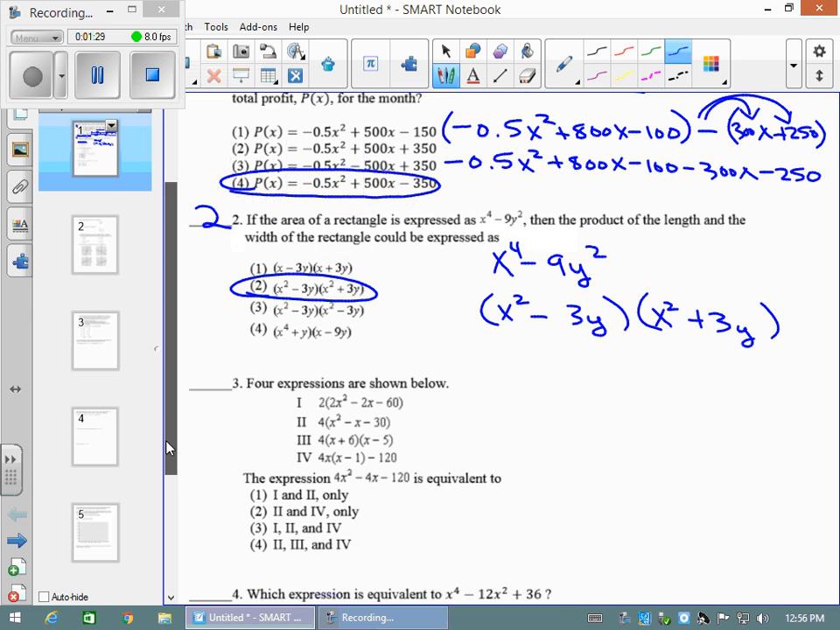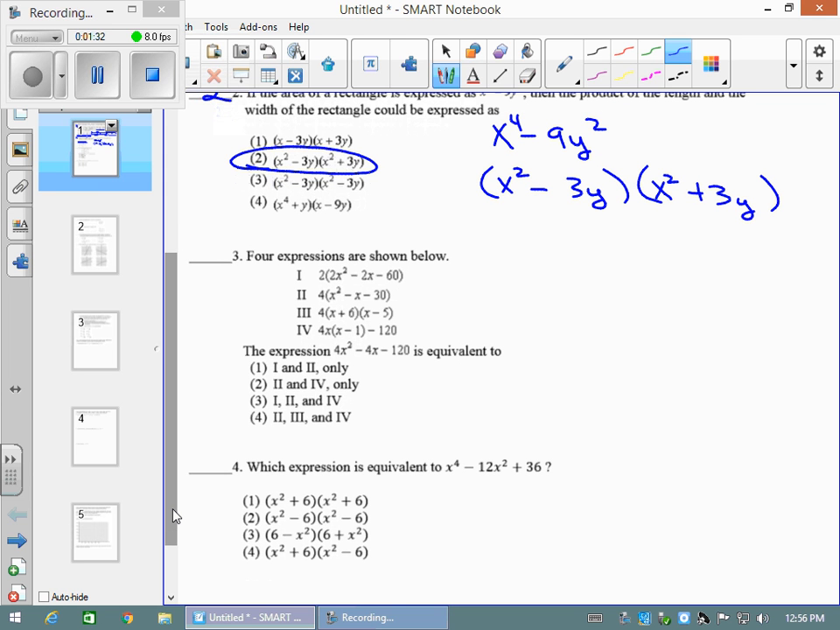Looking at question 3, what you would want to do is look at each choice and multiply it out, see if it gives you the original, 4x squared minus 4x minus 120. So if you distribute the 2 here, for choice 1, you would get 4x squared minus 4x minus 120. So this one is good. If you distributed the 4 here for choice 2, you would get 4x squared minus 4x minus 120. So that one is good.